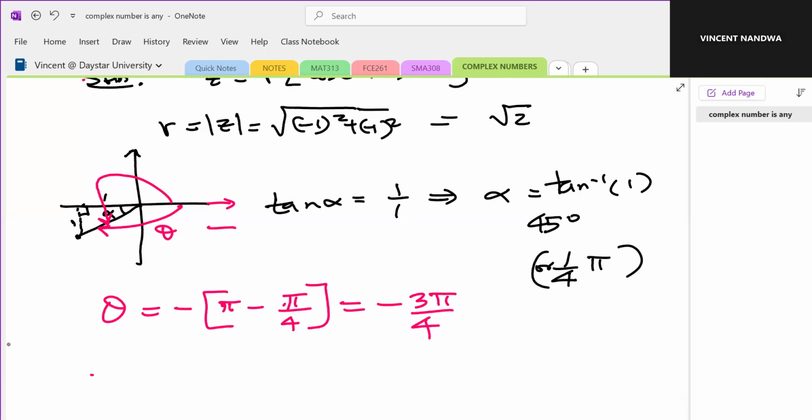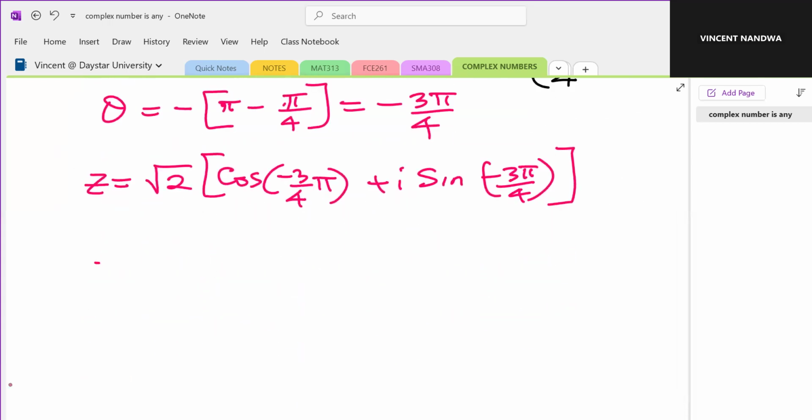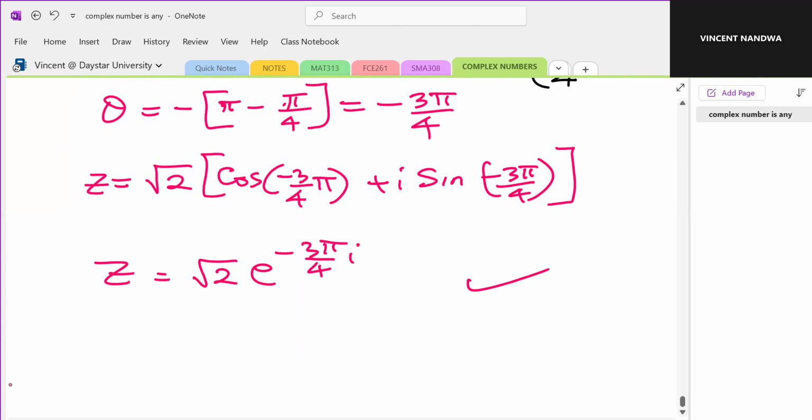So which means that our Z is going to be R, which is √2, into cosine of theta, which is minus 3 over 4 pi, plus I sine of minus 3 pi over 4. So that will be the polar form of that given complex number, while the exponential form will be √2 e raised to minus 3 pi over 4 I.